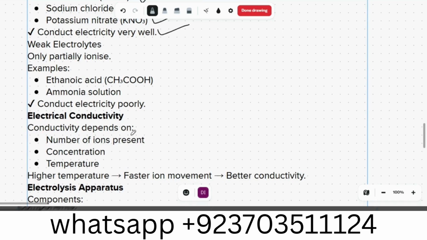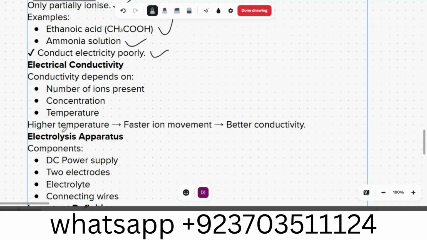Electrolytes are used in batteries as well. Only partially ionized: that is an example of weak electrolytes. Ethanoic acid, ammonia solution conduct electricity poorly. Electrical conductivity depends on the number of ions present. If it's a strong electrolyte, it has more ions.